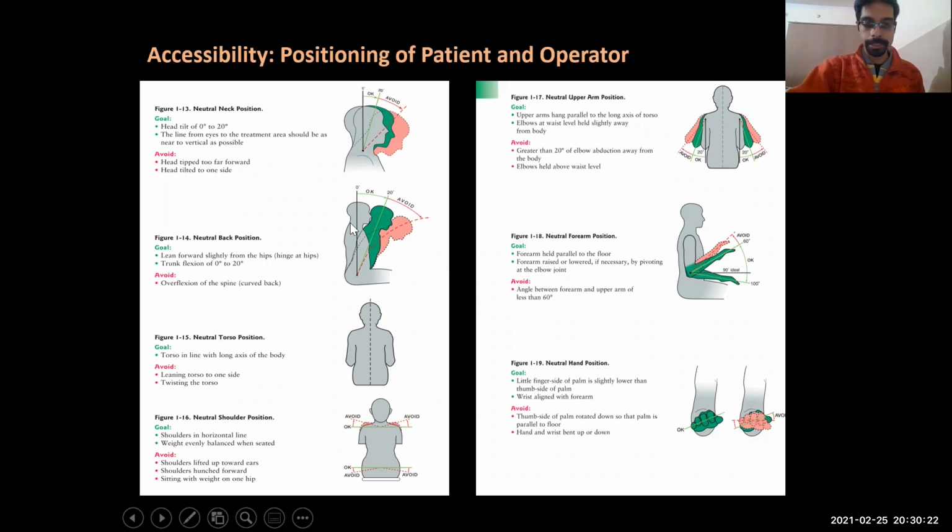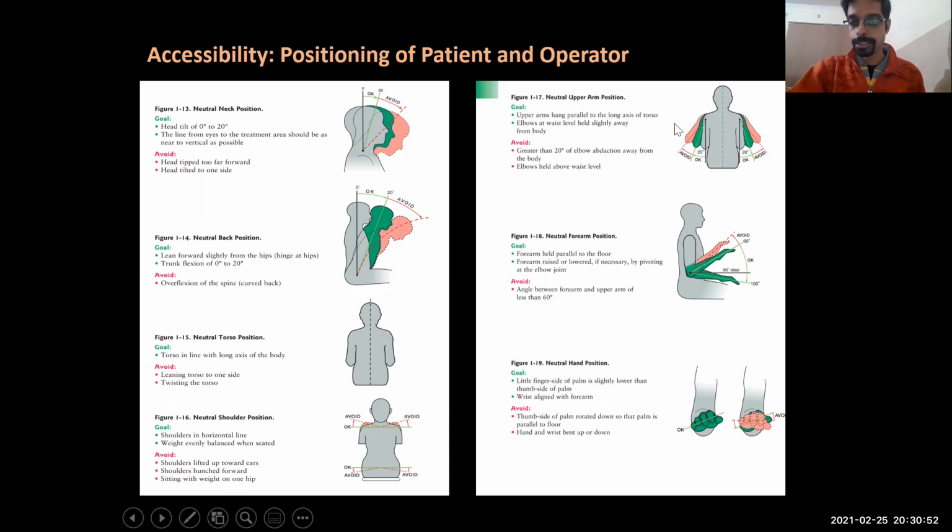Now, neutral back position. The back should be perpendicular to the thigh, or it is perpendicular to the floor. We can go till the green zone, but we should avoid the red zone. Neutral torso, it should be straight. The torso of the body should be straight. Now, neutral shoulder position. Now, what is the neutral shoulder position? The shoulder should be lowered down. It should not be lifted in the position.